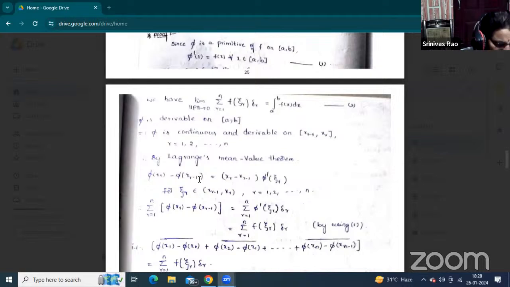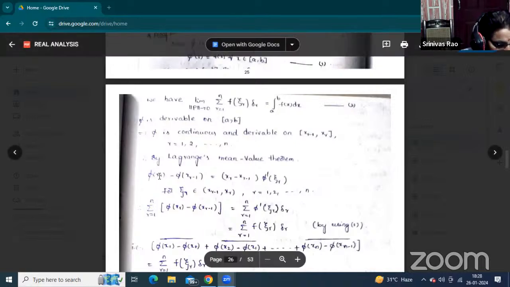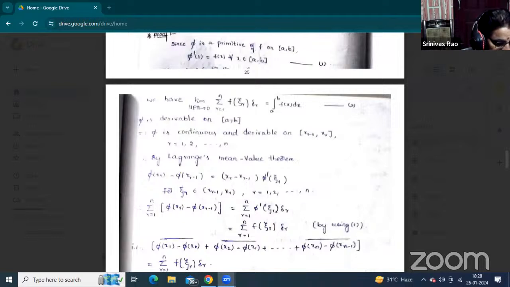Now this is a very simple concept. Phi dash of zeta r equal to phi of b minus phi of a by b minus a. For the r-th subinterval, the a value is x r minus 1 and the b value is x r. So phi dash of the c value, that is the mean point, the mean value is zeta r. Phi dash of zeta r equals phi of x r minus phi of x r minus 1 by x r minus x r minus 1. Here the mean value lies in between the subinterval points x r minus 1 and x r.